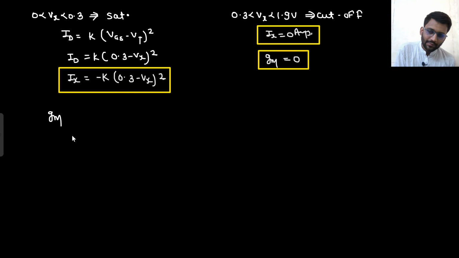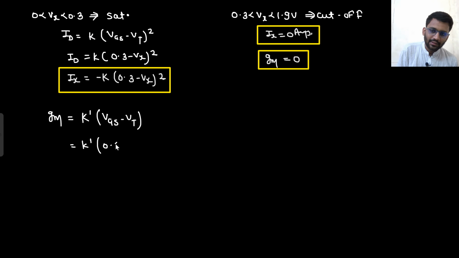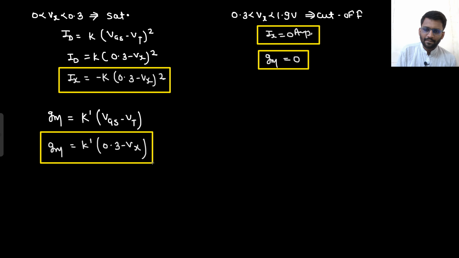Here what is Gm? Gm is always some constant K dash into Vgs minus Vt. Some constant into what is Vgs? Vgs minus Vt. What is Vgs minus Vt? That is 0.3 minus Vx. That's it. This is your Gm. Any issue with that? Yeah. So this was the expression of Gm.